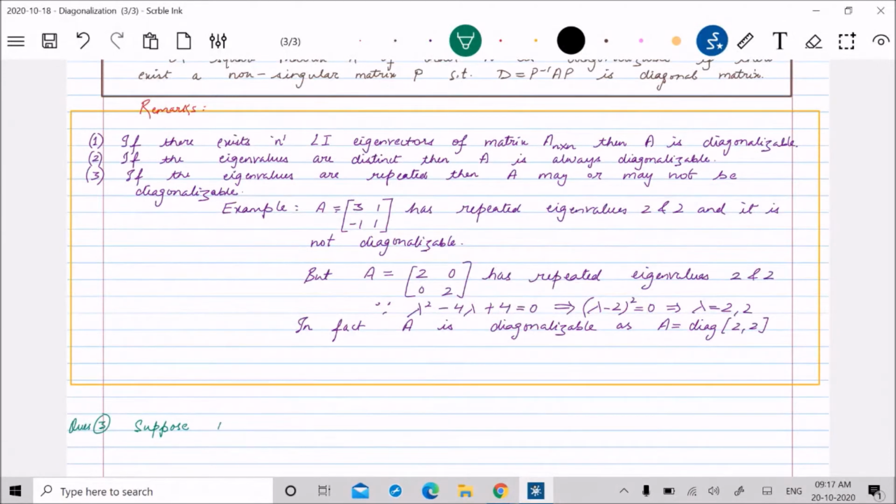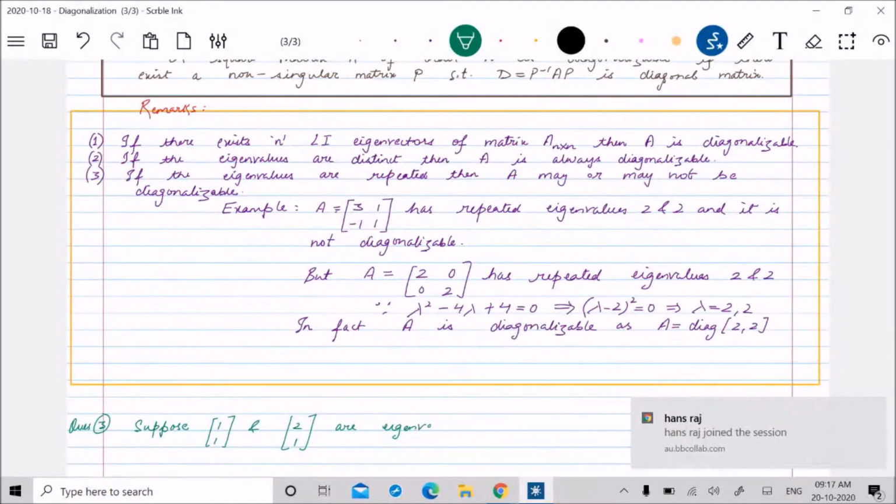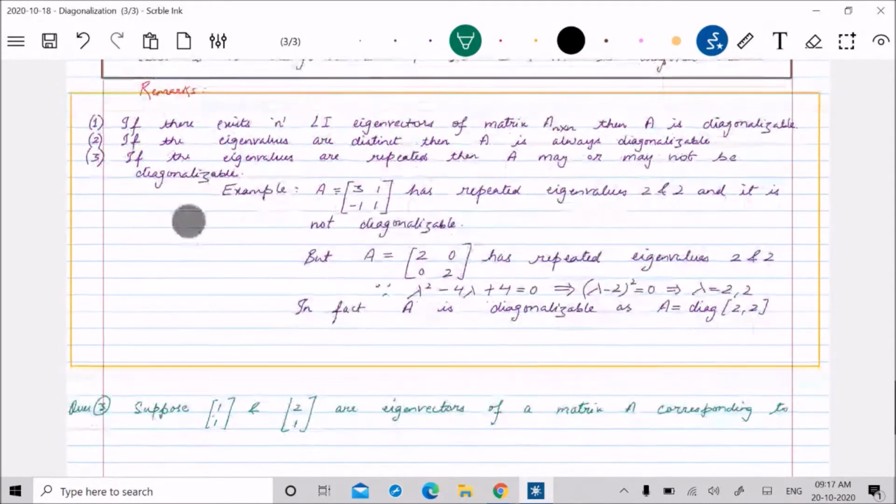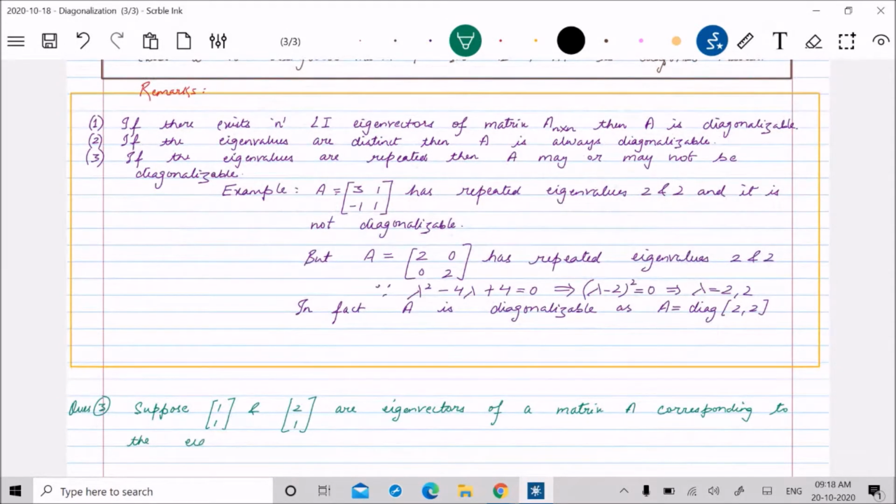Suppose (1, 1) and (2, 1) are eigenvectors of a matrix A corresponding to the eigenvalues 2 and 3. Find matrix A.